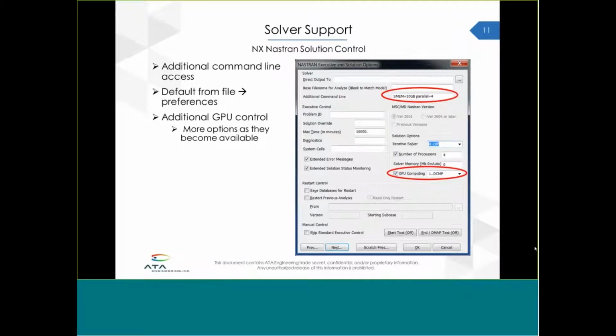There were some other changes made to your executive and solution options for NX Nastran. You can add an additional command line, and you can actually create a preferences default. If you're constantly changing your amount of memory or other settings like that, you can set it in your default preferences and it'll automatically load here and you can edit as needed. The other thing the developers have been working on is adding a little bit more GPU control to help with your computing. Right now they only have a couple options, but they'll be putting in more options as they become available in future releases. So that's where you'd access this.